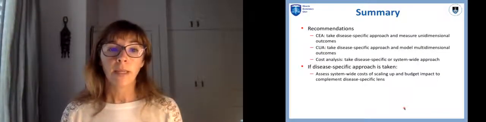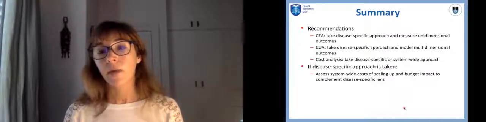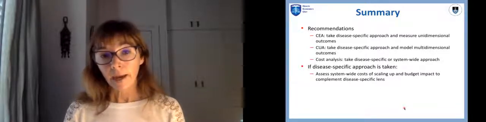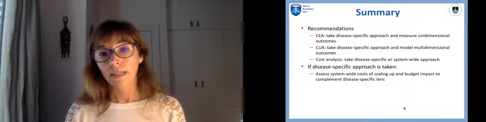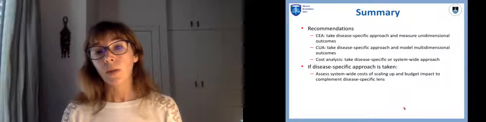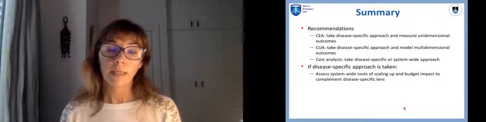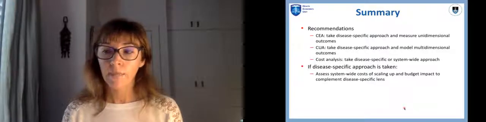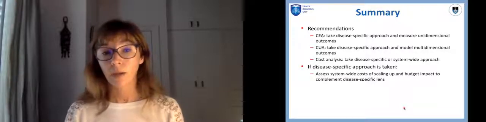So to summarize, my recommendations are, if you do a cost effectiveness analysis, do take a disease-specific approach and measure unidimensional outcomes as they relate to what it is that you're seeking to achieve. Slightly better, perhaps, would be to extend your cost effectiveness analysis into a cost utility analysis, but then you would need to model your multidimensional outcomes as quality adjusted life years or disability adjusted life years. And the example I've given you from Edwin Barraz's work in Kenyan hospitals provides you with one example of how to do that, and I think he did a really good job there.